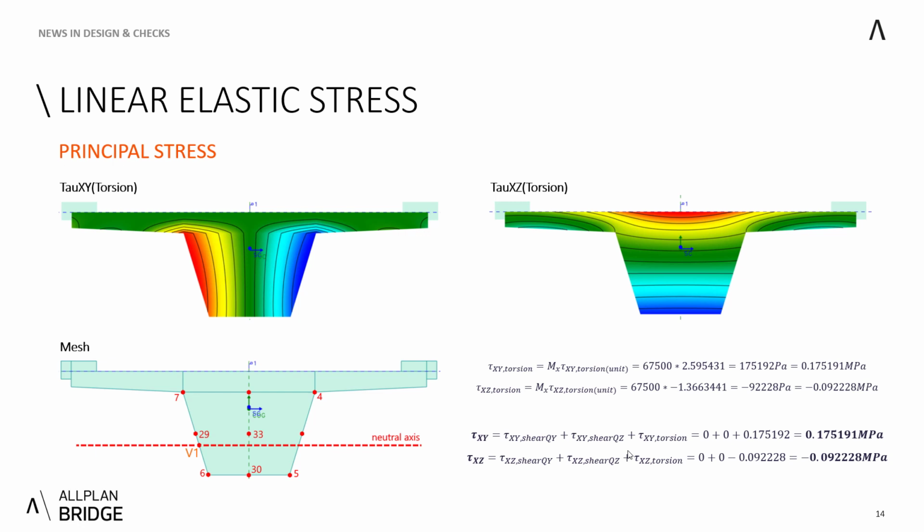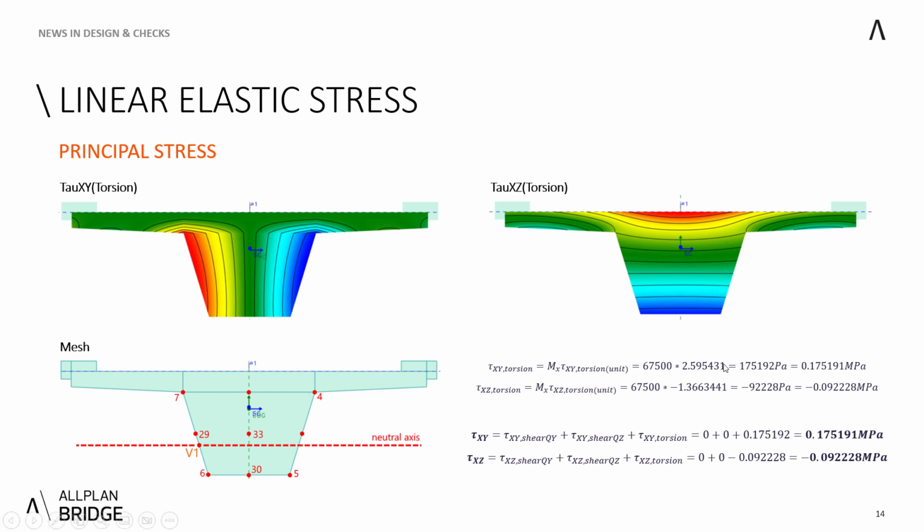They are calculated by the FAM module of Allplan Bridge. So we have here the results of shear stress XY for torsion and XZ for torsion. And for both, we multiply those unit stresses by the torsional moment mx, which is 67.5 kilonewton meters. And by that we get the actual shear stress xy and xz for torsion being 0.175 and minus 0.09 megapascals.